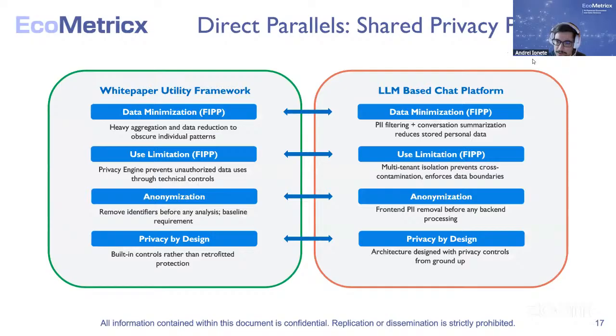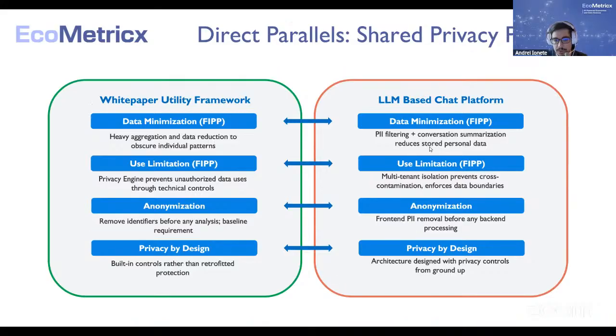Now, I would like to draw some parallels. I said that there are direct parallels between the framework that was showcased in the paper earlier on and what we've been doing. That is because we have discovered that good privacy principles transcend industries. Whether we're protecting smart meter data or, in this case, chat conversations, the fundamentals largely remain the same. For instance, where utilities aggregate individual readings into neighborhood totals, we, on the other side, filter PII and summarize conversations. So our goal is the same: to collect only what's needed.